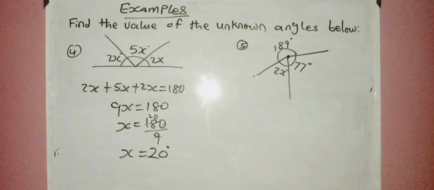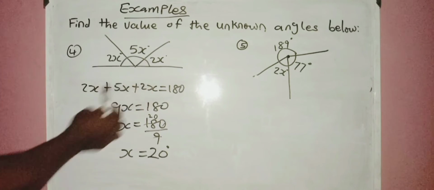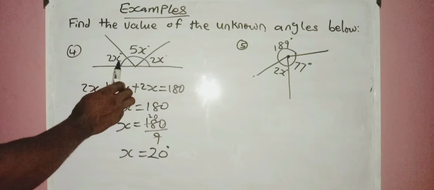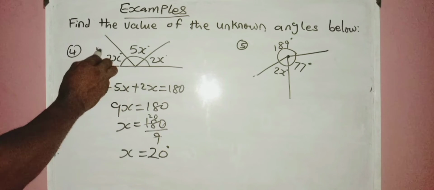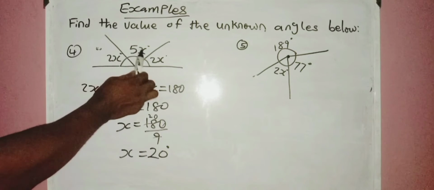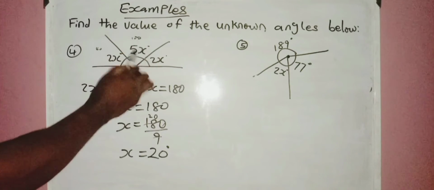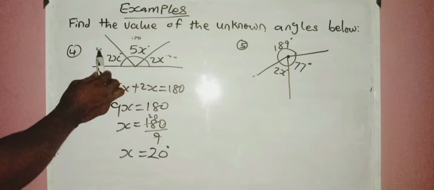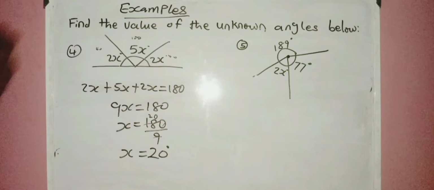If you want to check whether all of them will add up to 180 degrees, when we have x as 20, 2 times 20 gives you 40 here. Then we have 100 here, because 5 times 20 will be 100. This one will still be 40. So when you say 100 plus 40 plus 40, that will give us 180 degrees. That will show that your answer is correct. All right, so let's get to the next question.